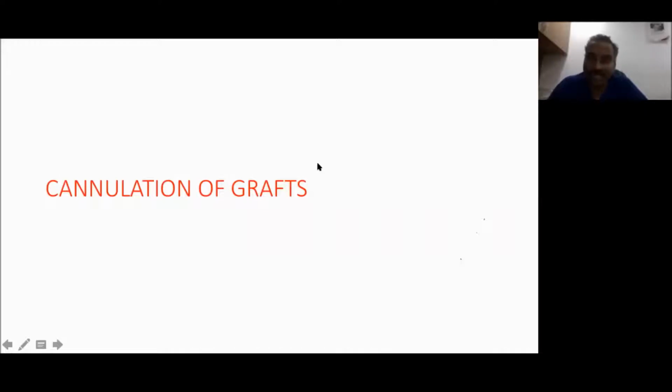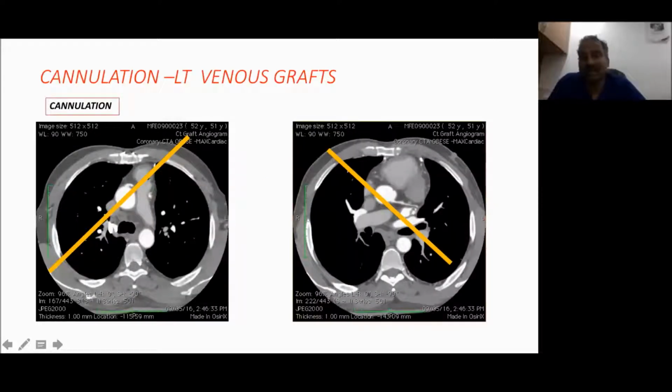Now I'll come to the cannulation of these grafts. So now we understood the proximal anastomosis and its relation with the native vessels, and also the course of the grafts and their relation to the planes of the native vessels, that is the atrioventricular plane and septal plane, and the distal anastomosis. So now I'll try to discuss cannulation of the grafts. The basic understanding we need is the view in which we have to cannulate left venous grafts. As I already discussed, for the simple left system, it is the native left system.